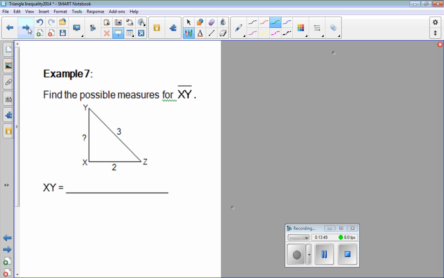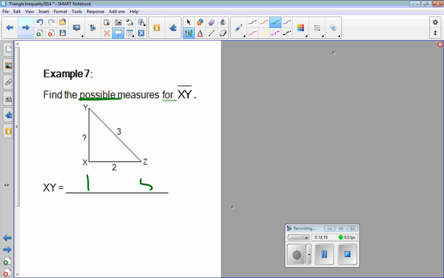All right, so let's see if we can come up with an inequality here. You don't have to write this one down because you already have an example, but let's try it. What are the possible measures for the third side here? Because it's a range of values, when it says all possible, that should be our clue that we're going to write an inequality. The third side has to be between what and what? 1 and 5.